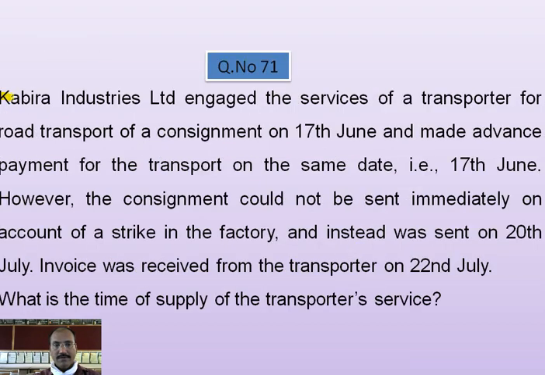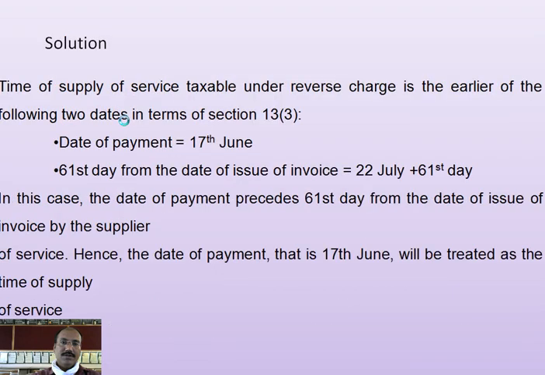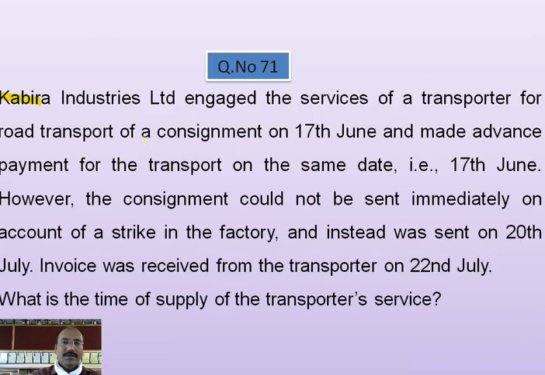Question number 71. Kabira Industries Limited engaged the services of a transporter for road transport of a consignment on 17th June. First you confirm whether it is FCM or RCM. It made the advance payment on 17th June. The consignment could not be sent immediately on the said date, as the truck was stuck in the factory. Instead it was sent on 20th. So the consignment sent date is the supply of service, which is 20th June.